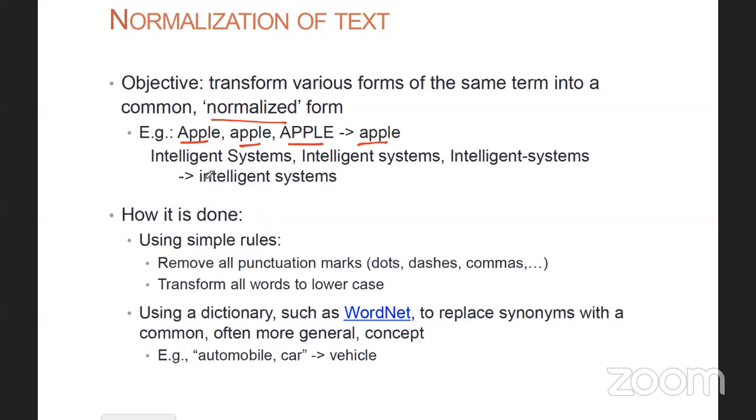Also, if you have, for example, intelligent systems or intelligent system. Excuse me, just give me a minute. I'll change the room.